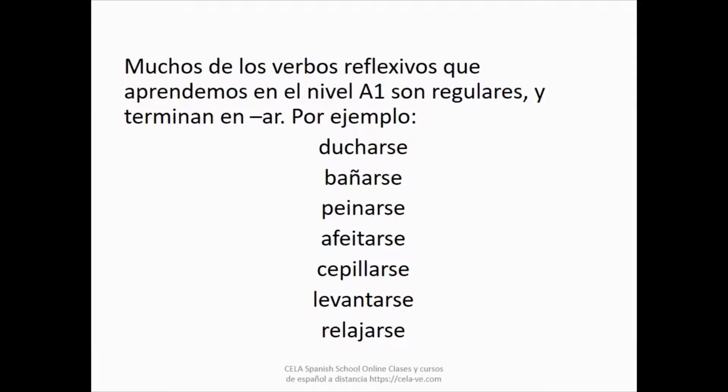Many verbs that express actions related to personal care are reflexive in Spanish, such as ducharse, to shower, bañarse, to take a bath, peinarse, to comb, afeitarse, to shave, cepillarse, to brush. They are also reflexive in Spanish, levantarse, to get up, and relajarse, to relax.